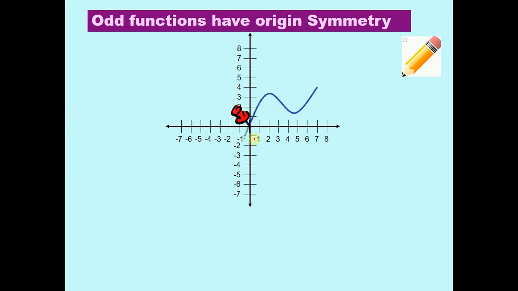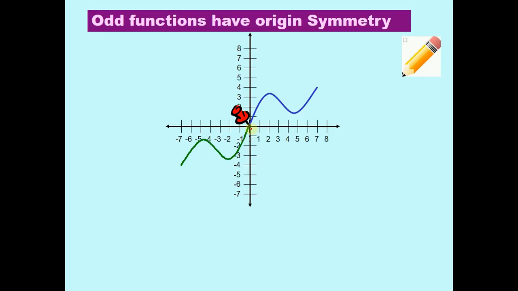Now, origin symmetry. What does it mean to have origin symmetry for odd functions? What that means is that the graph is symmetric around the origin. Now, how to tell that graphically? It's kind of difficult. Here's how I like to think of it. I take one side of the graph, reflect it across the x-axis, and then reflect it across the y-axis. It should line up with the other side.